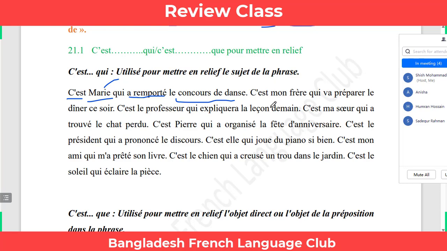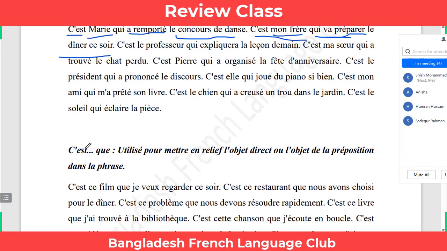So c'est mon frère qui va préparer le dîner ce soir. This sentence can also be said this way: mon frère va préparer le dîner ce soir. This is a normal sentence. And if we say c'est mon frère qui va préparer le dîner ce soir, here mon frère is emphasized. This rule you can use like this. And any other?